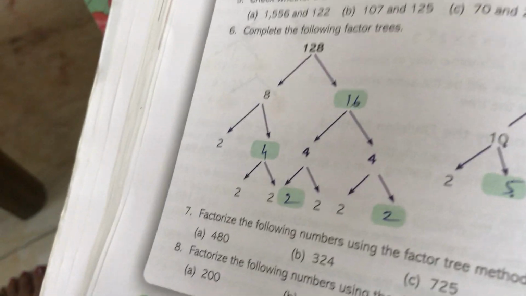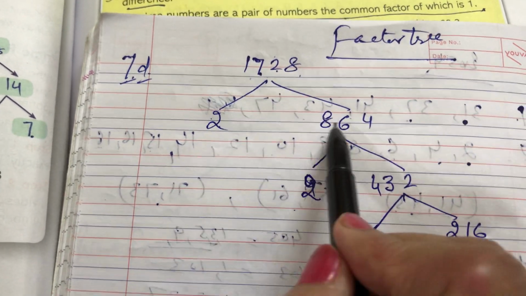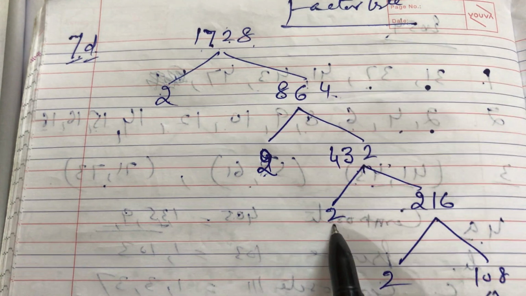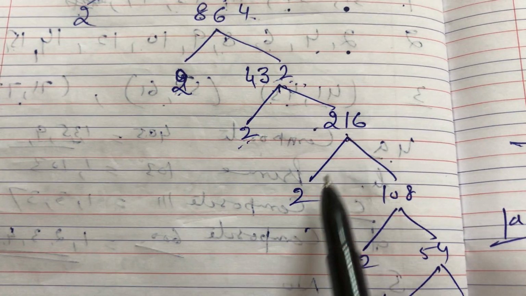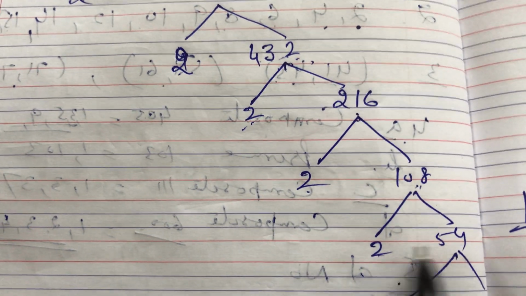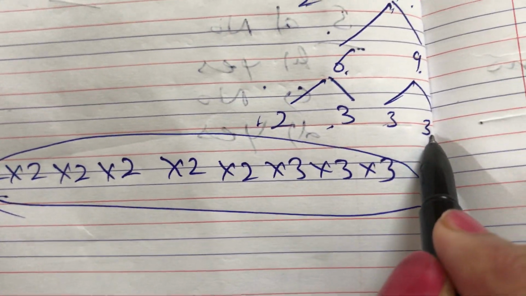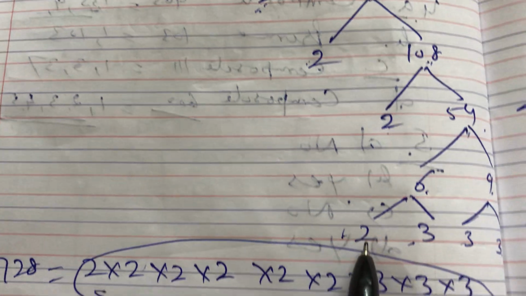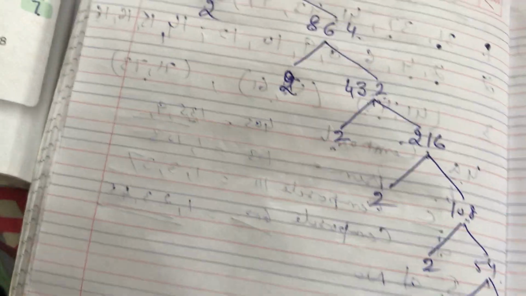Now see your next question, question 7, D part, factor tree method, 1728. Make the factors: divide by 2, 2 and 864, again divide by 2, 2 and 432, again 2 and 216, again 2 and 108, 2 and 54, then 6 and 9, 2 and 3 and 3 and 3. So 2 times 2 times 2 times 2 times 2 times 2 times 3 times 3 times 3, these are the factors. This is your factor tree.